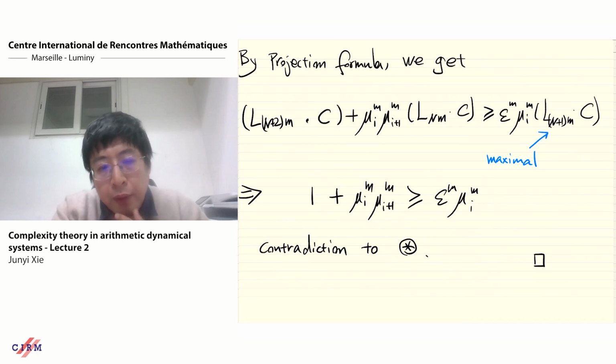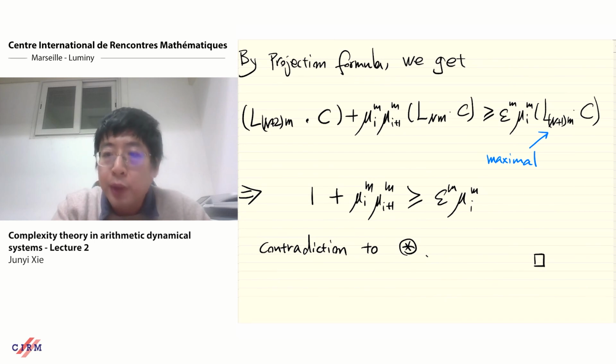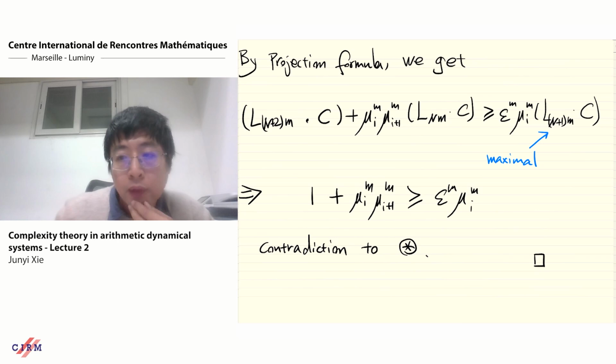Because in fact you can see it. The point is that this μ_{i+1} is strictly less than 1, and here this epsilon is strictly less than 1 but very close to 1. So the right hand side is basically μ_i^m, so it has larger order.